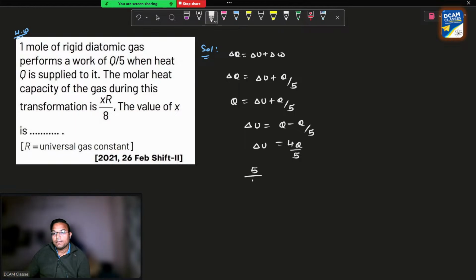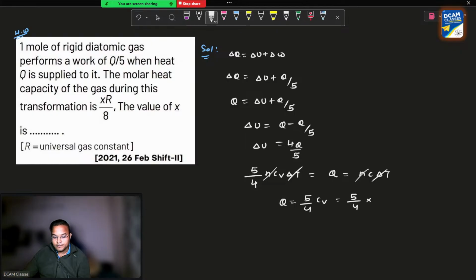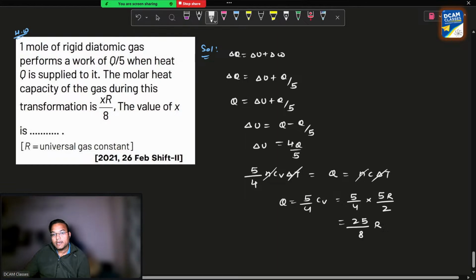So it is 5 by 4. Delta U means nCV delta T. Q I can write for any process as nC delta T. And delta T I'll cancel. Q is 5 by 4 CV. And diatomic gas is there. For diatomic gas, 3R by 2, 5R by 2. 5R by 2 is CV. So 25 by 8 into R. So the value of X is 25. Okay, this is the answer.